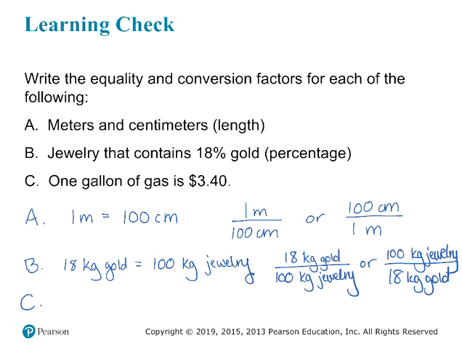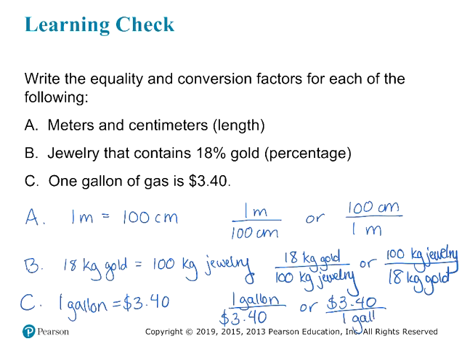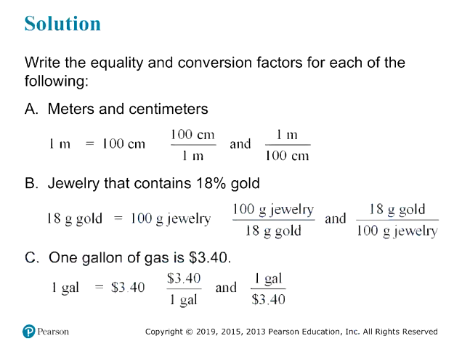And then C, 1 gallon of gas is $3.40. So we can say 1 gallon equals $3.40. So we can write that in two ways. We could put 1 gallon in the numerator, or we could put $3.40 in the numerator. It just depends on the unit we want versus the unit we're trying to get rid of. So we'll go over some examples of that in a bit. All right, and then here are the solutions if you need them later.